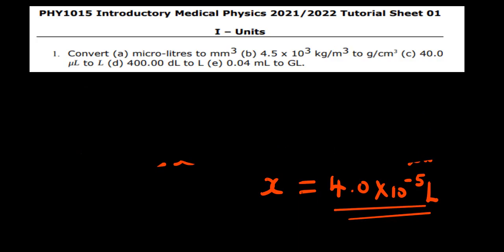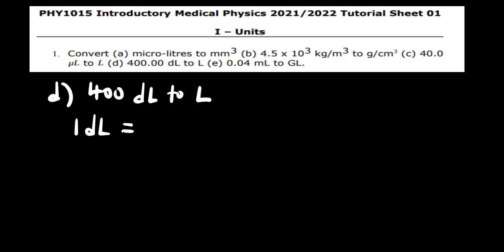So we're going to D. Now your D is saying we're converting 400 deciliters to liters. Okay, so what are you going to do? You know that this is just the same as 10 to the power negative 1, right? So it means 1 deciliter will be equal to 0.01 liters.